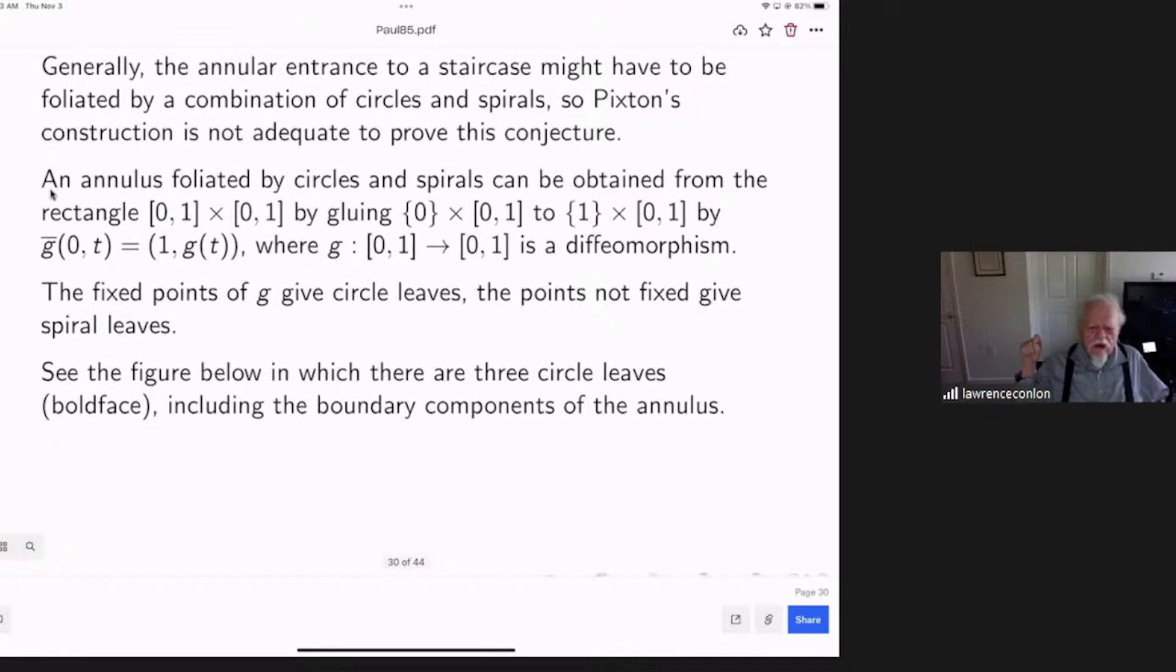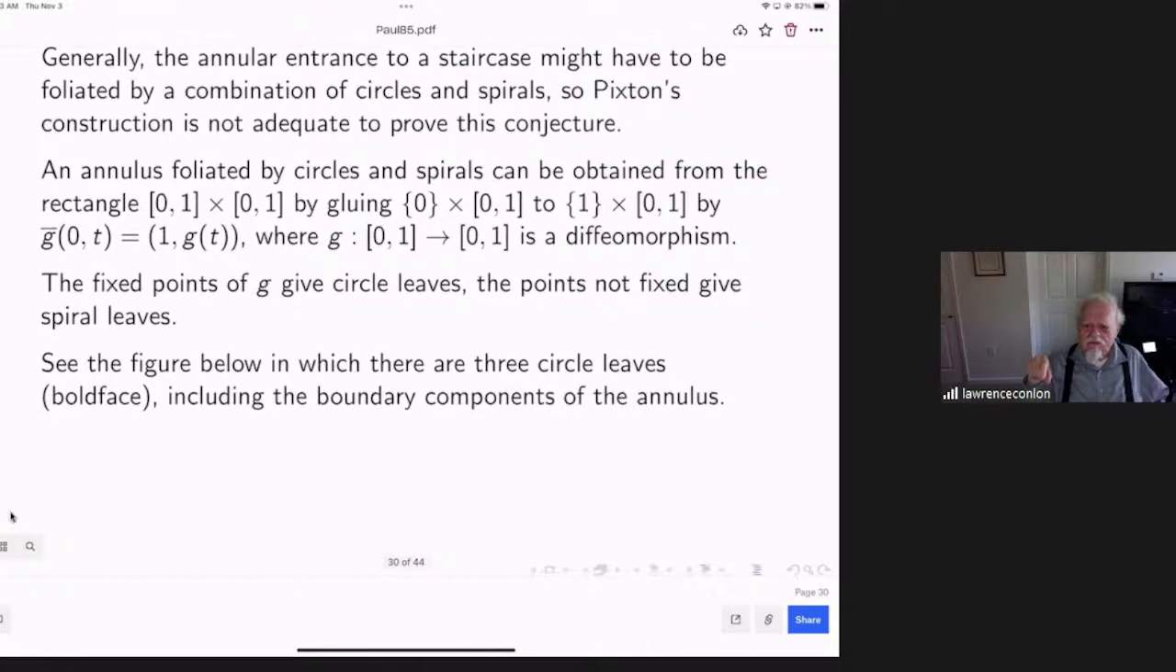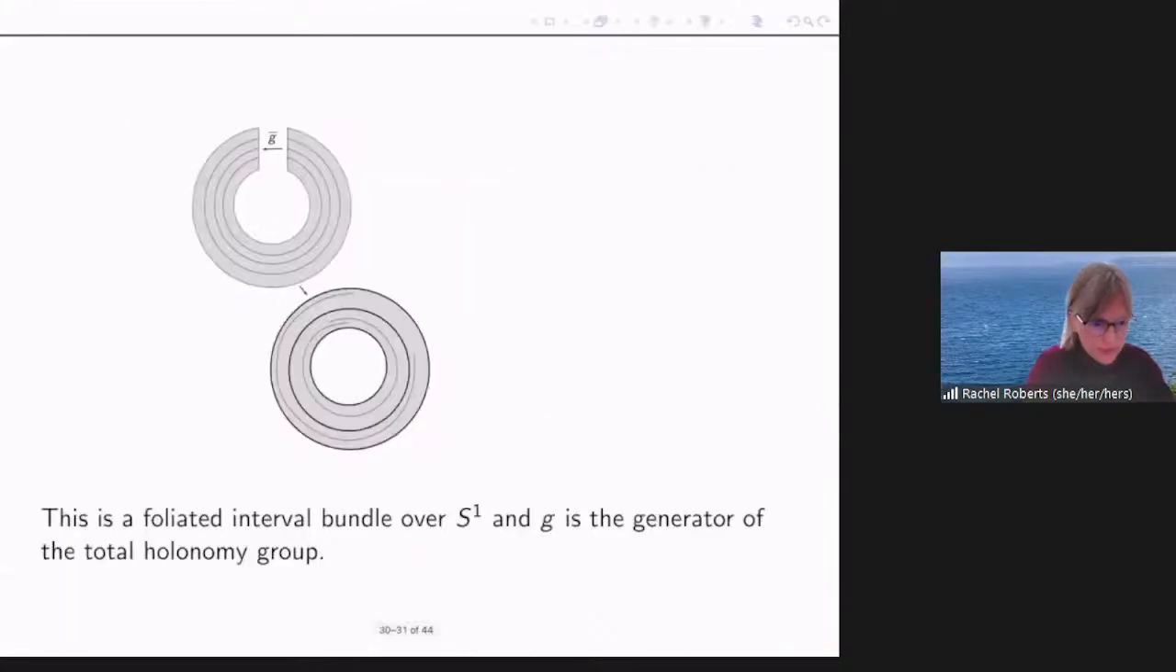Next figure. Rachel, next figure. Sorry, I've scrolled it and, oh, there it goes. There was a delay. There we are.